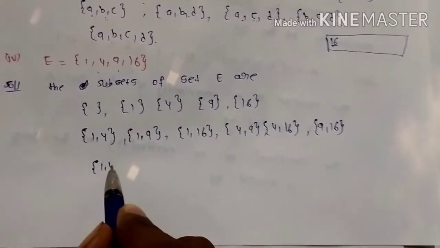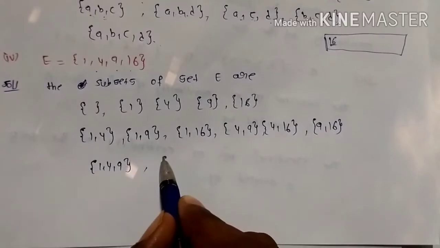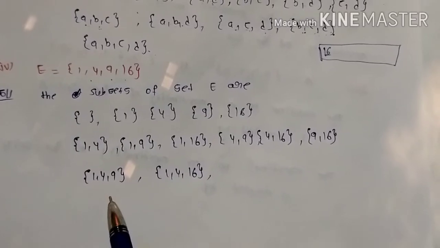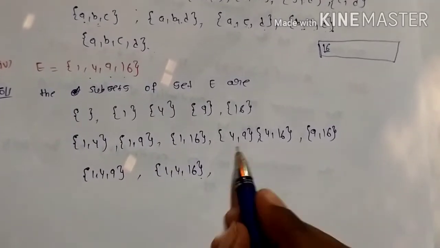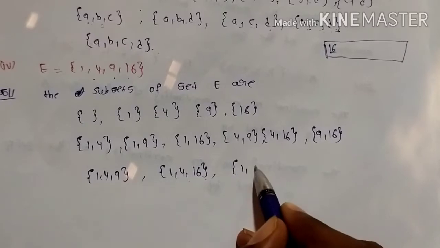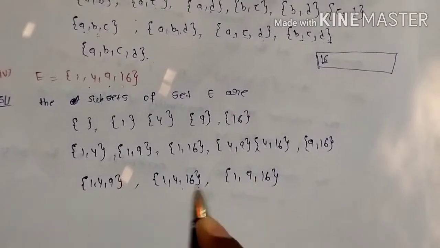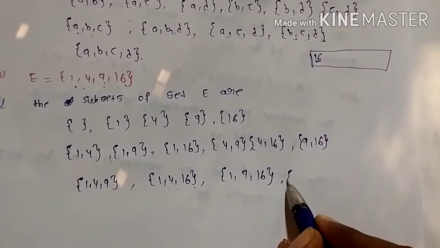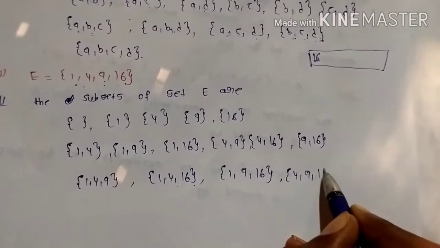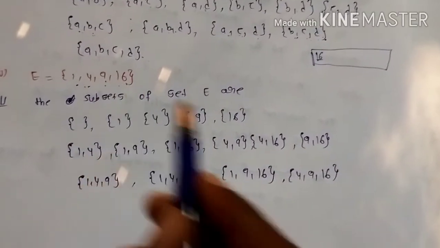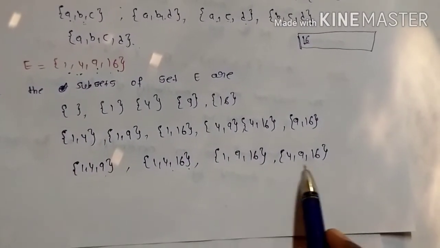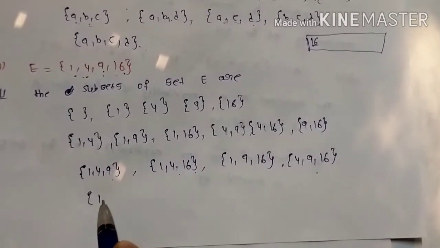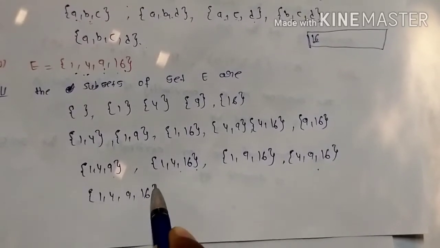Next you can consider three elements. That means here 1 comma 4 comma 9. Next you can consider 1 comma 4 comma 16. Is it okay? 1 comma 4 comma 9 and also 1 comma 4 comma 16. Next you can consider 1 comma 9 comma 16. Next you can consider 4 comma 9 comma 16. Almost all the sets with three elements are completed. Next you can consider four elements. That means here 1 comma 4 comma 9 comma 16.